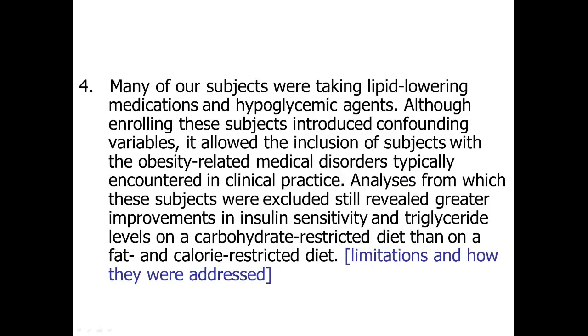And then we're really jumping into the obligatory limitations paragraph here. So major limitation, a lot of our subjects were taking other drugs in addition to doing this weight loss program, and how did we control for that? So notice they try to tell you a little bit about how they tried to guard against this limitation having any major effect on their study. So they did another analysis that took that into account, and it didn't really change the results.